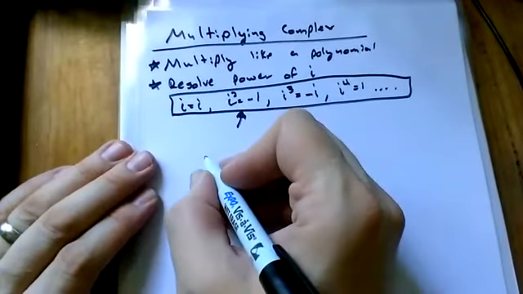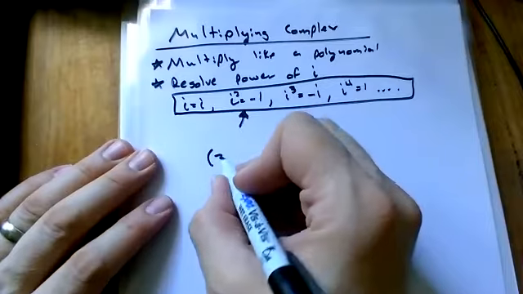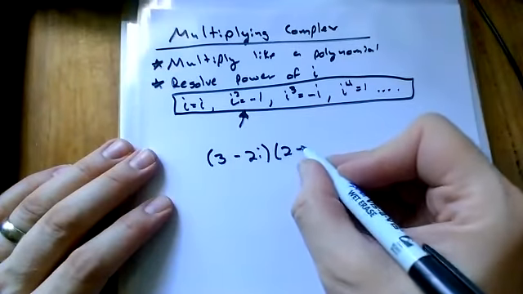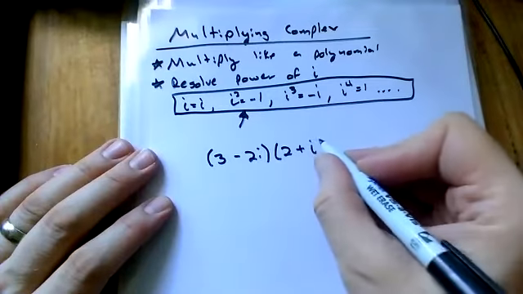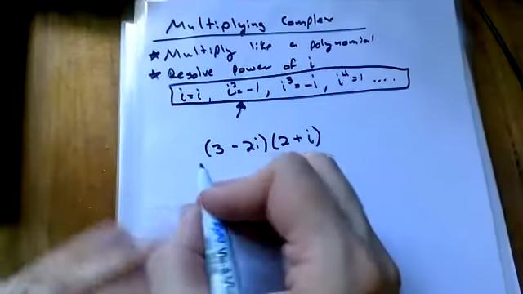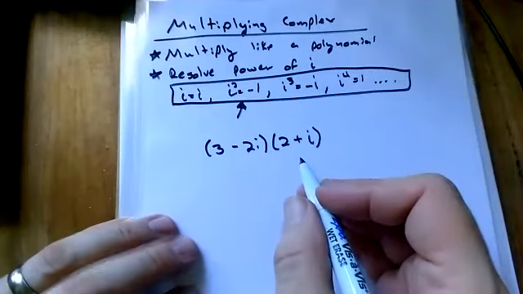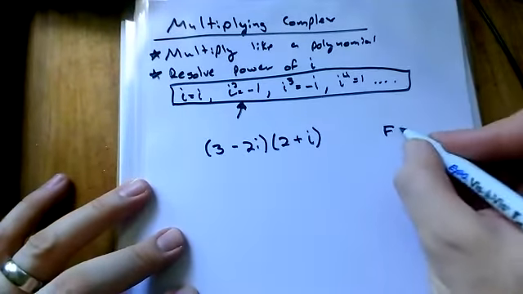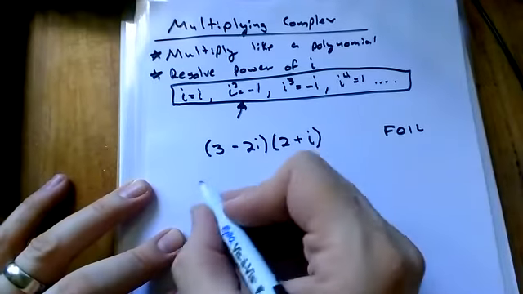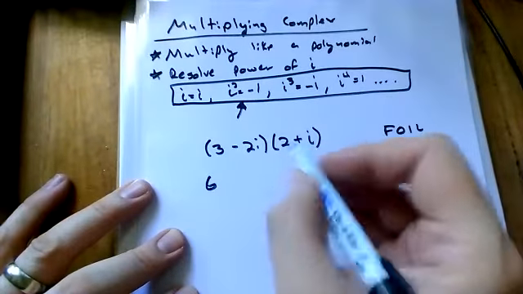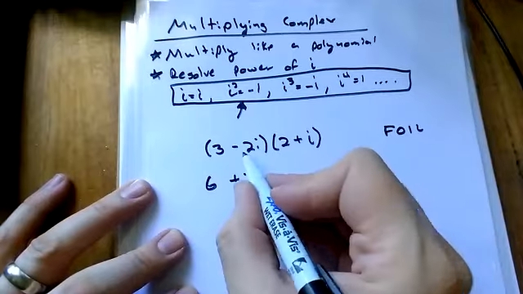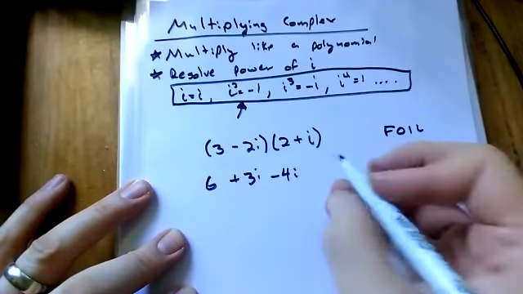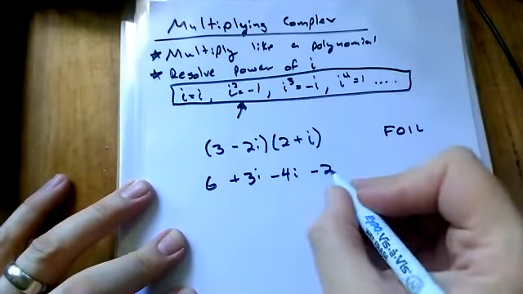So let's take two complex numbers. Let's say I've got 3 minus 2i, and I'm going to multiply this by 2 plus i. And we're just going to go ahead and multiply like we would normally any two binomials. So with that, I FOIL. 3 times 2 is going to be 6. It's going to be plus 3i. Negative 2i times 2 is going to be minus 4i. And then negative 2i times i is going to be minus 2i squared.